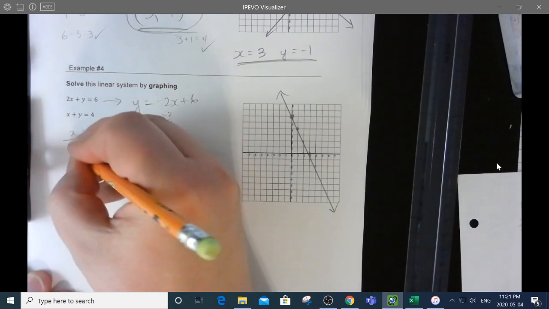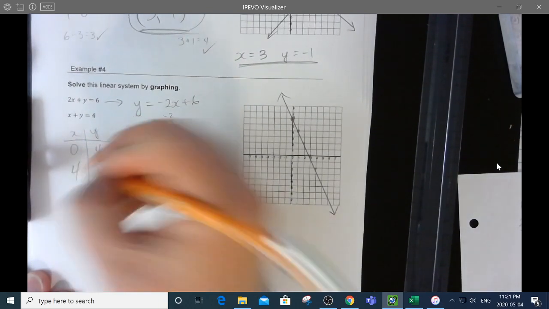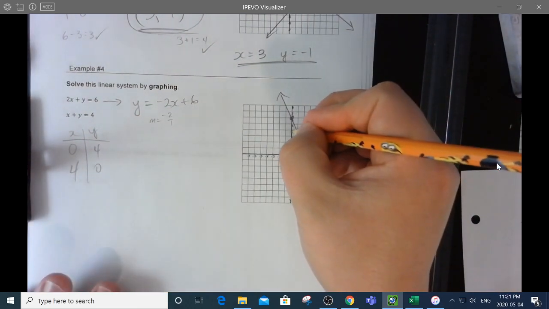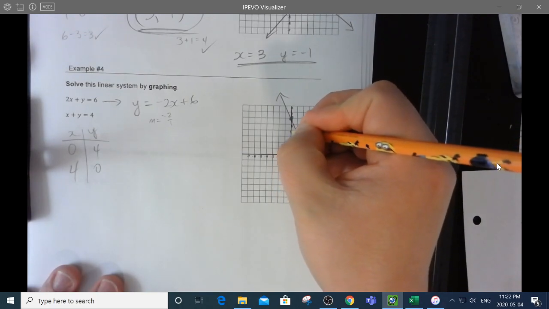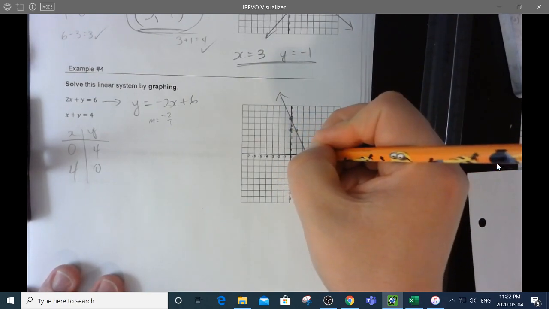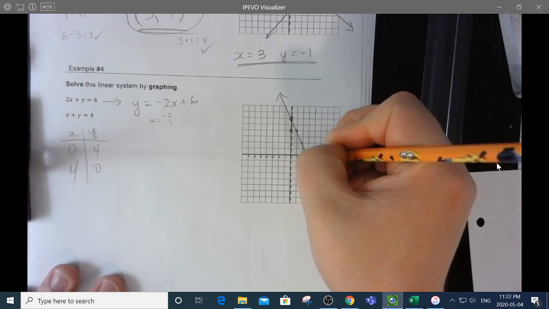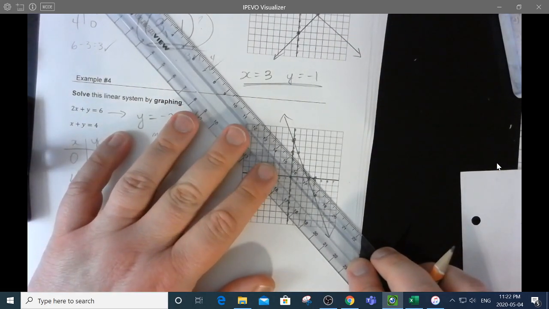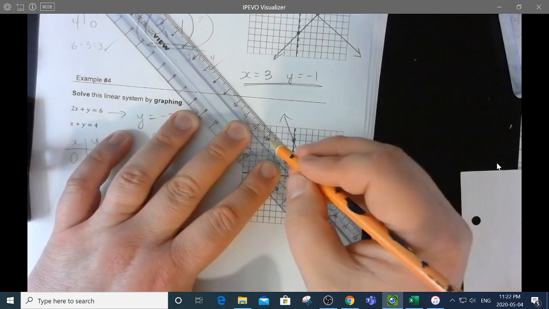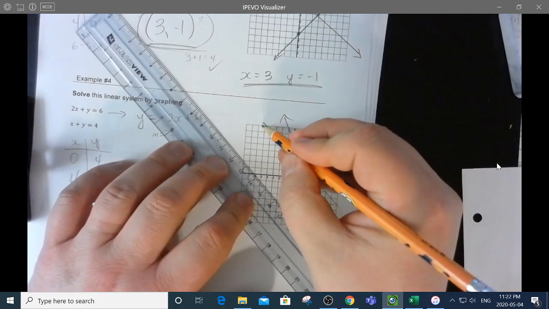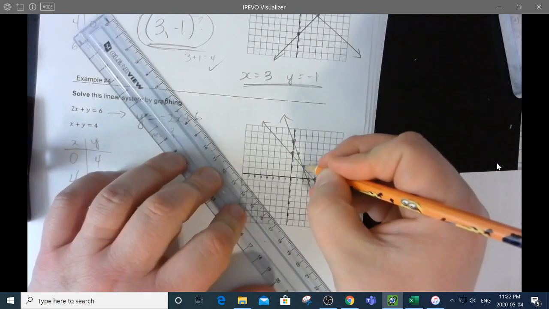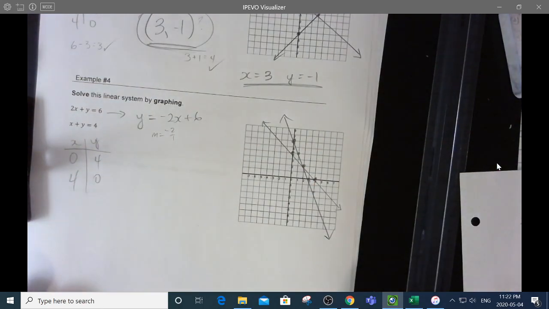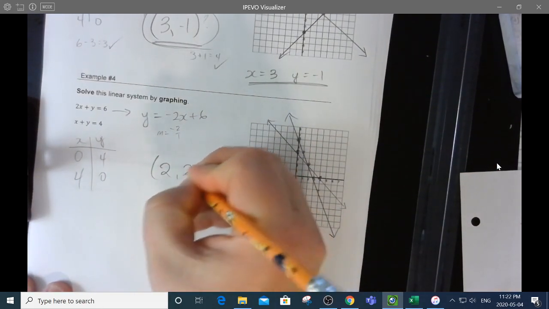So when x is 0, y is 4. When y is 0, x is 4. That's pretty easy. So I go through 1, 2, 3, 4, and 1, 2, 3, 4. And let's see, where are we crossing here? Yep. I think we cross right here. I think that's my winner. I think it's the point 2, 2.